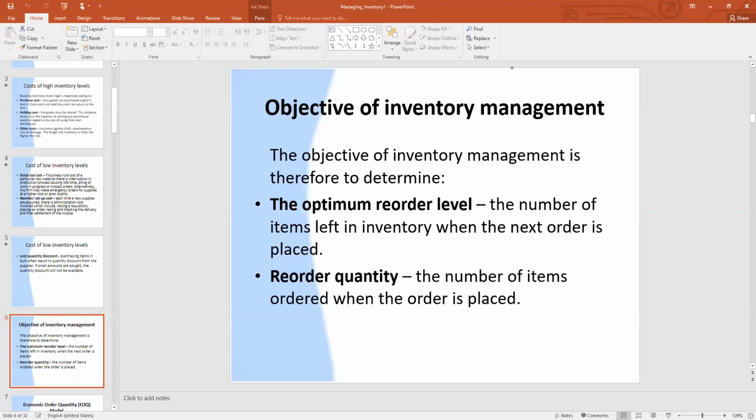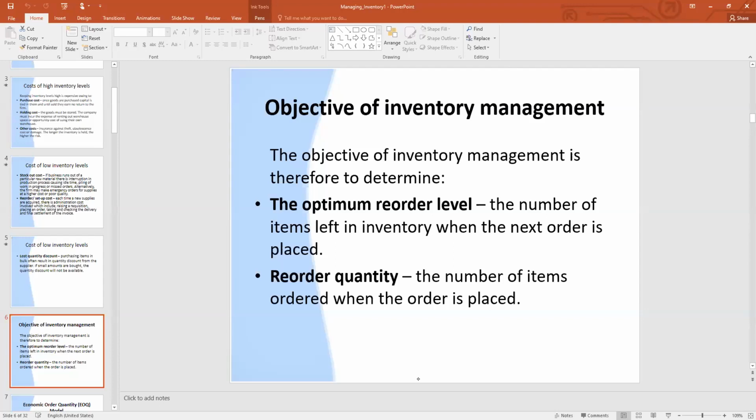So how many units do you have in stock that are going to ensure that we avoid the chance of having low inventory balances, at the same time we don't have excessive stock at our store. So the inventory you have in store that is going to trigger a new order to be made to a supplier is what we refer to as the reorder level.